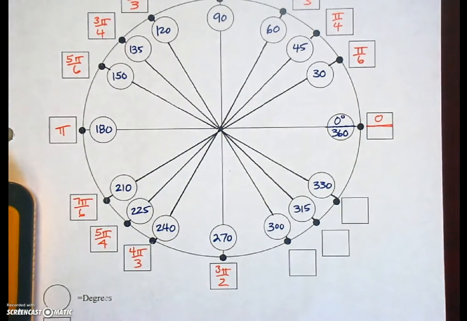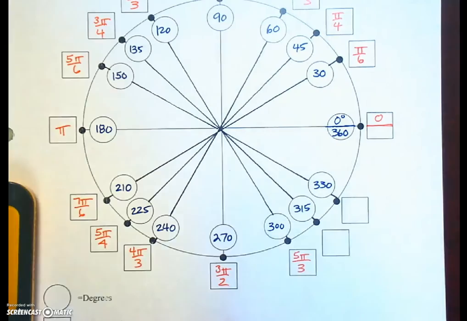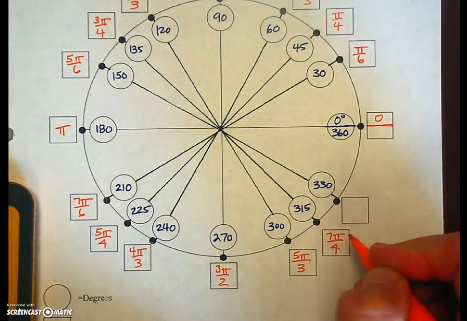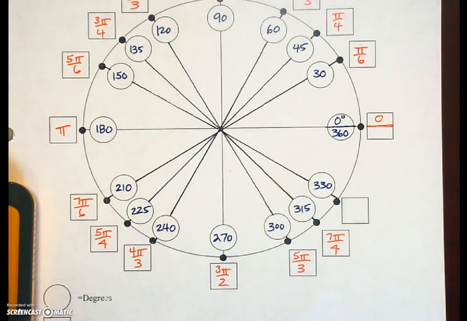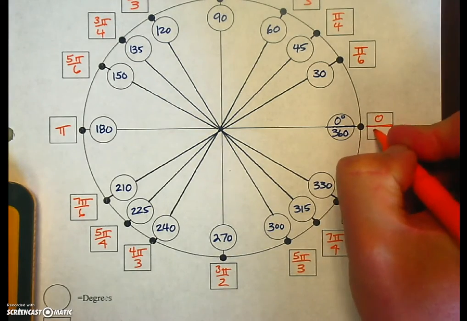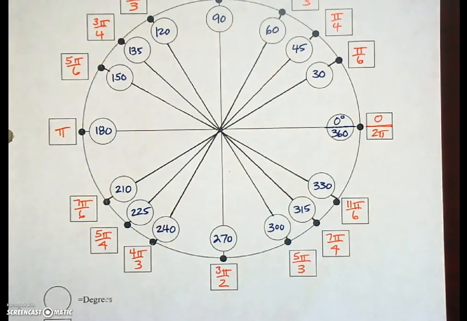300 is 5 pi over 3. 315, 7 pi over 4. 330, I believe that's 11 pi over 6. And it is 11 pi over 6. And then when you get back here, you're at 2 pi. Okay. Now, so there's your degrees and your radians.